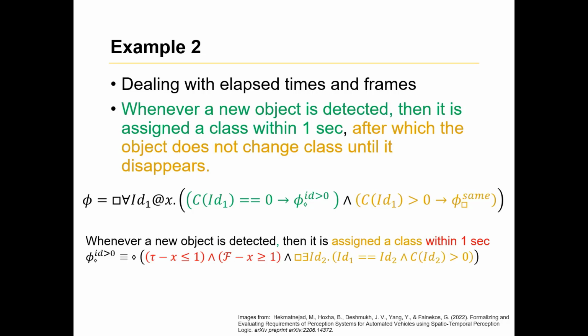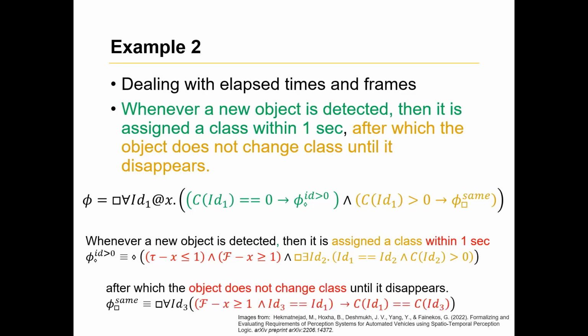And then you say that you will have a new object and it is assigned an ID2, which is similar to ID1, and the class of ID2 will be greater than 0. And the second part is that after this, the object does not change class until it disappears. So again, you have the logic over frames. You are saying if it has the same ID, it basically implies that it stays the same over time.